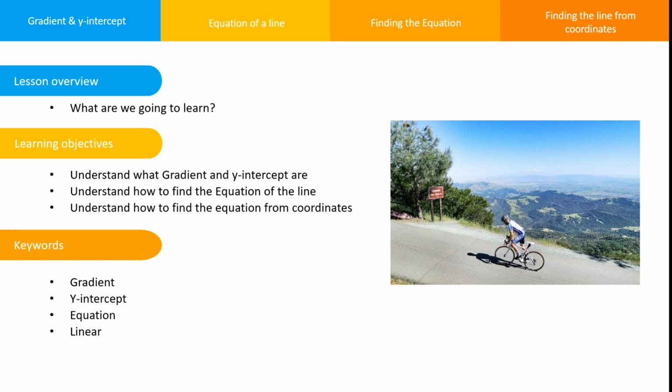So what we're going to learn today is gradient and y-intercept, the equation of a line, the equation from coordinates, and then there are some keywords to make sure we know: gradient, y-intercept, equation and linear. And you can see the cyclist on a steep slope. The reason we're doing that is to remind us what a gradient is. It's how steep the line is.